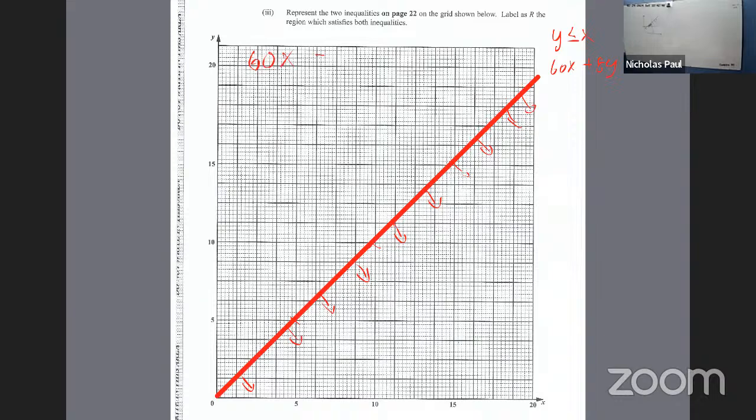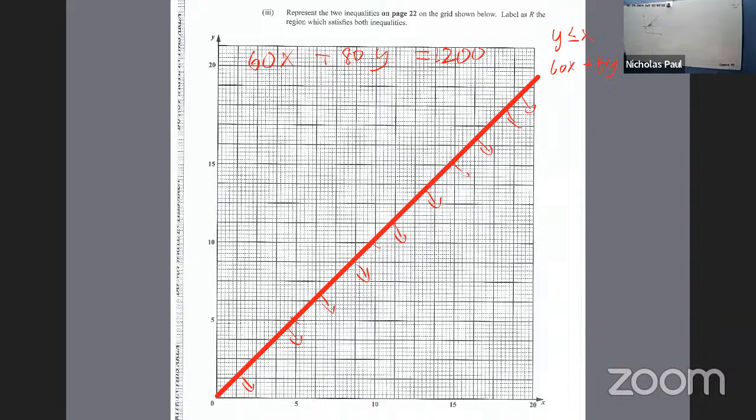60x plus 80y is equal to 1200. How do we draw this line? What are the steps again? What's your name again? Elijah. How do we get this next line, Elijah? What are the steps? 60x plus 80y is equal to 1200.